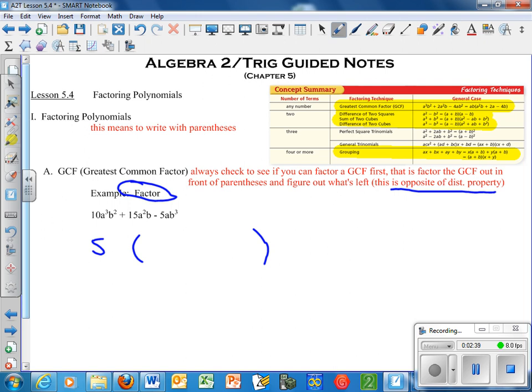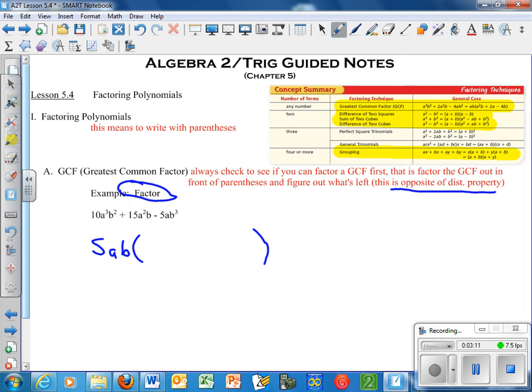Every term has an a on it. I have a to the third, a to the second, a to the first. You take the smallest exponent on variables that are in all the terms that you're factoring out. So I'm going to take a to the first. And you have b squared, b, and b to the third. So I'm also going to factor out a b to the first. Then you need to figure out what's left. If you start with three terms and you factor out a greatest common factor, you will always have three terms left inside. If you started with 2, you will always have 2 left inside. So in this case, we're starting with 3. Think opposite the distributive property.